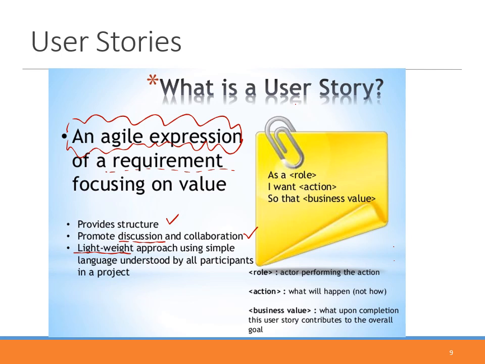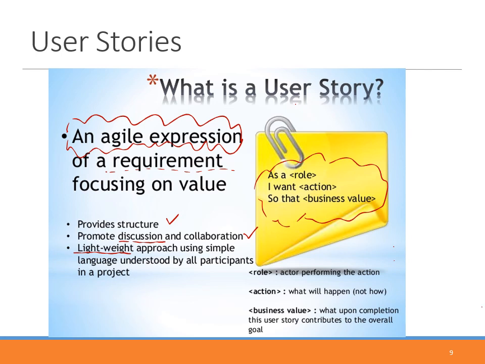Okay, so one of the very popular patterns for writing a user story is like this. As a role, I want some action so that some business value. So how should we write it? For example, what is a role? A role is a role of the user. For example, as a student, I want to print transcript online so that I can use it for applying for jobs, internships, and so on. So this is an example, okay?